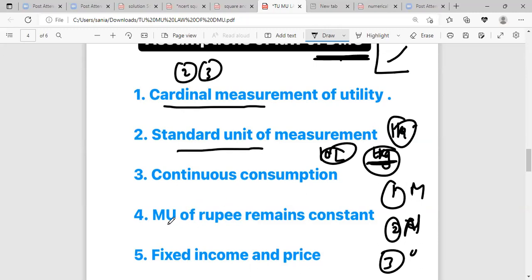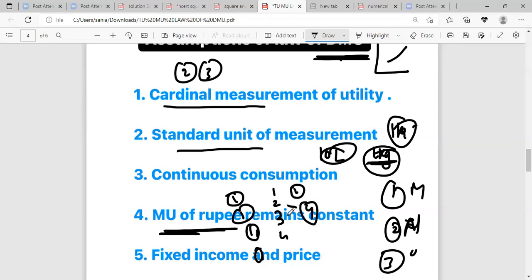Okay. Next, MU of a rupee remains constant. See, for example, whether you are eating the first chapati, second, third or fourth chapati, the value of all the consumption should be equal. MU of rupee means the value should remain the same. If the chapati you are eating is for 1 rupee, then this should also be for 1 rupee, and 1 rupee. It should not be like the first chapati you ate for 1 rupee and the second chapati you ate for 4 rupees. Right?